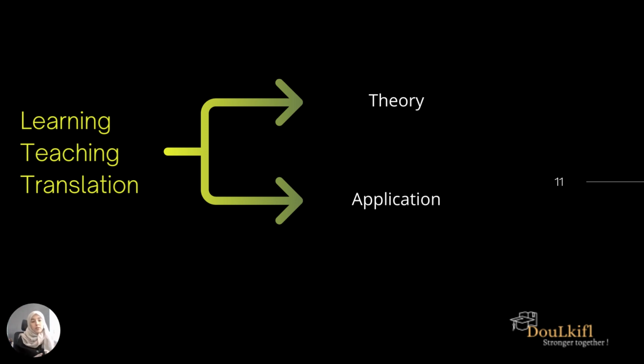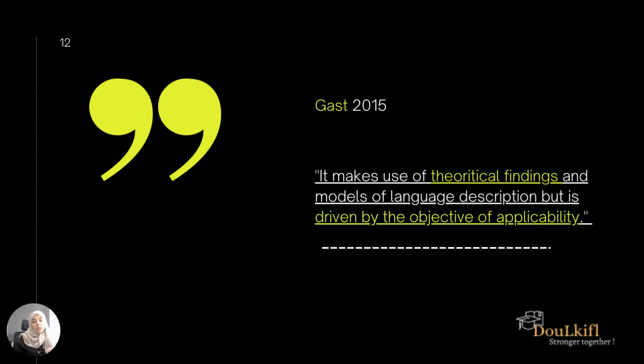Another vital point is that we have two interfaces. So we are not only interested in the theory or the theoretical procedures, but also in the application. And this is what Guest said in 2015. It makes use of theoretical findings, like I said before, and models of language description, but it is always driven by the objective of applicability. So this is everything about CA.